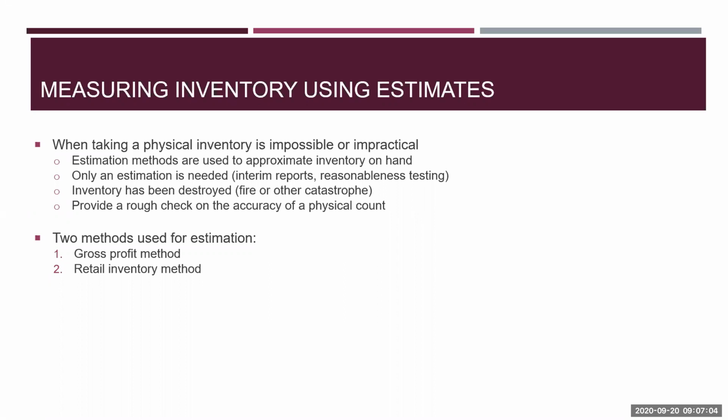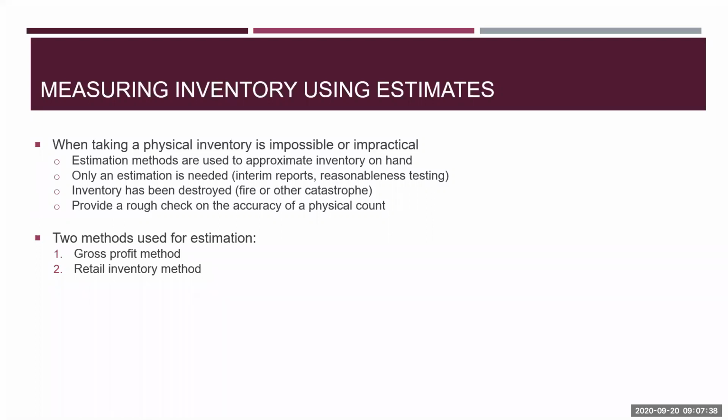Now, when we would use these estimates is, let's say the inventory was destroyed in a fire, you cannot go back and count anything because it's destroyed. Your last inventory count was done quite a while ago, so you don't know. In that case, we will end up estimating that, and that is an acceptable method of doing that. It provides you a rough check on the accuracy of the physical count. So these numbers are not accurate, but they are quite close to that.